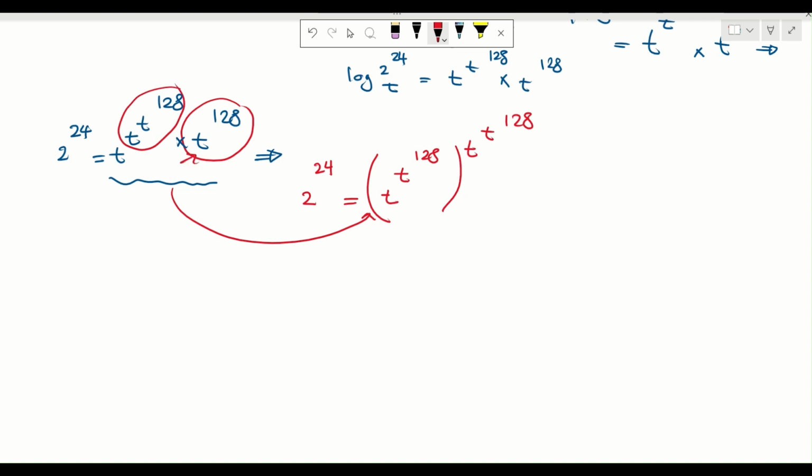So I use this here, and then I use this outside of this parenthesis.